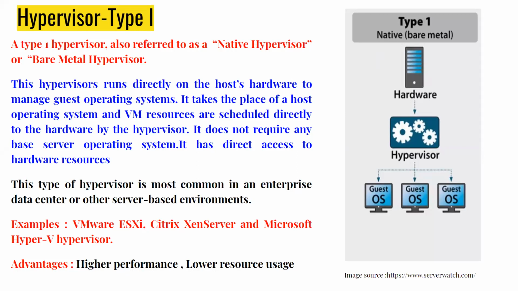So in other words, it takes the place of your host operating system, and all your VMwares are scheduled to the hardware by the hypervisor. Everything here is managed by the hypervisor, which is exactly the same as your actual system. In your actual system, first you have your hardware, over that hardware you have your operating system, and then you have your software running over it. Same applies here, but hypervisors run directly on the host hardware, the actual machine's hardware. They manage the operating systems there, take the place of the host operating system, and manage the virtual resources.